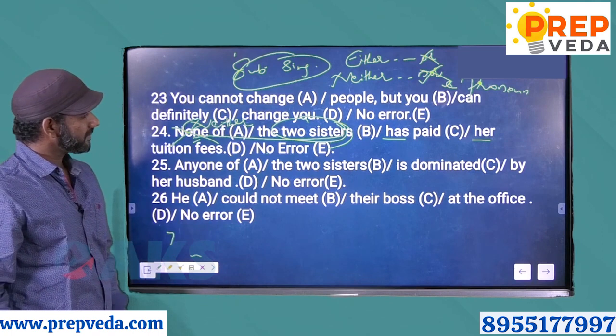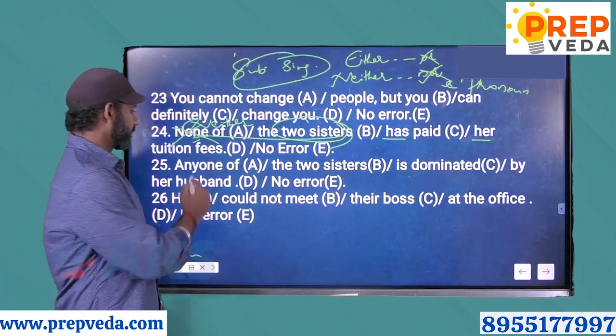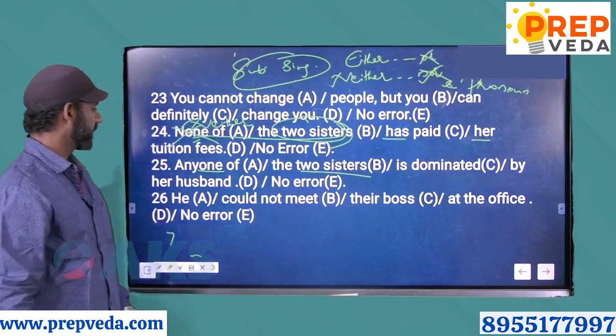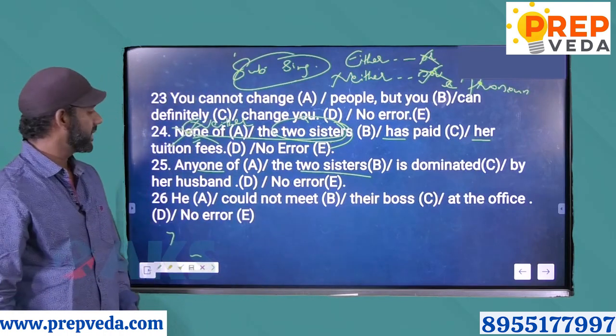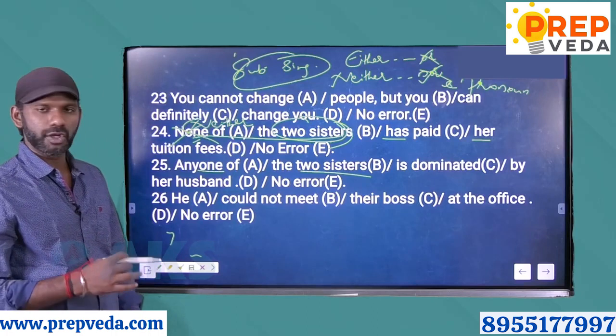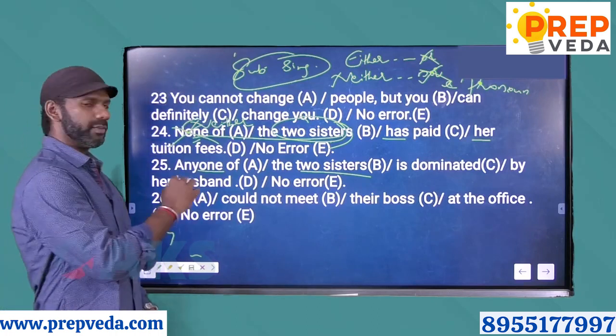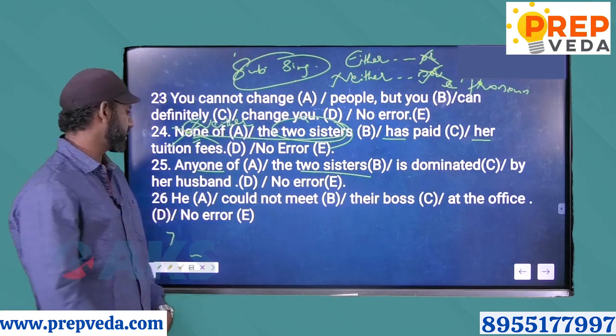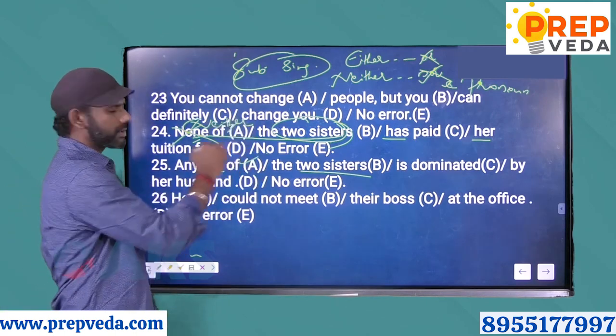Next one. Any one of the two sisters is dominated by her husband. Right? Any one can be used only when there are more than two entities. We have only two entities here. So the error is in part A. In this case also, the error is in part A.